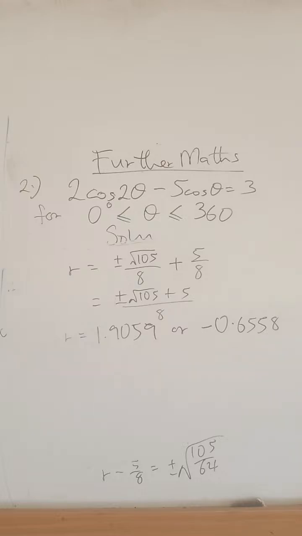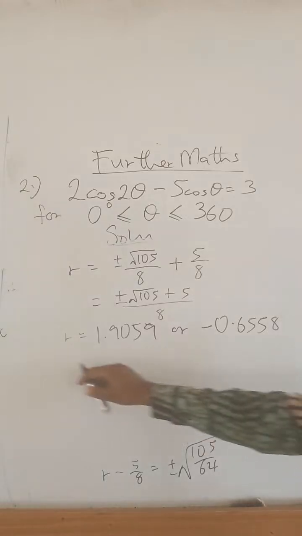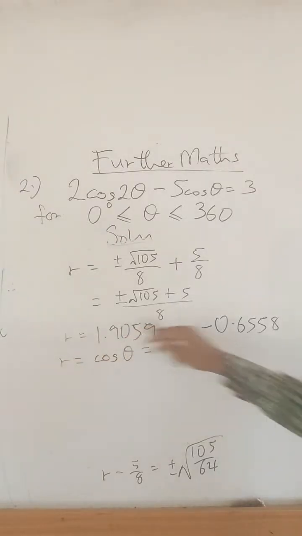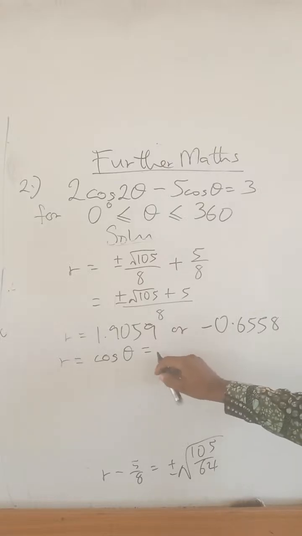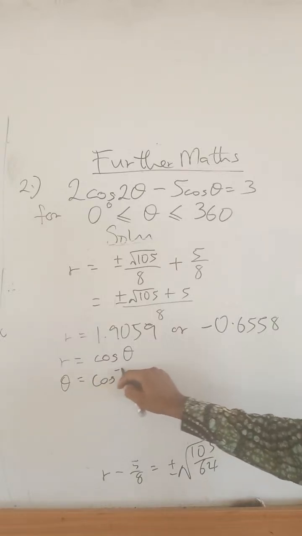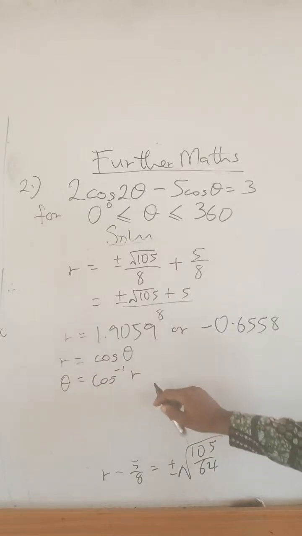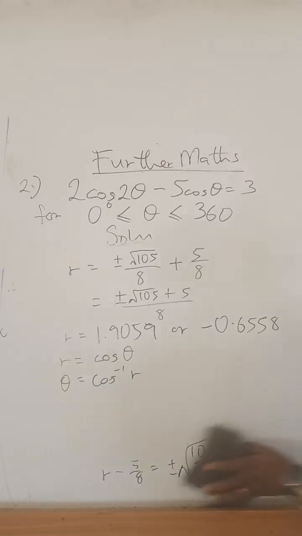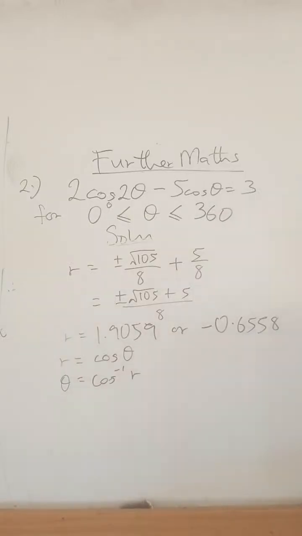Now, initially we said we took R to be cos theta, and these are the values of R. So that means theta is the cos inverse of R. And then we're looking for the values of theta between 0 and 360 degrees. We're considering the 4 quadrants.